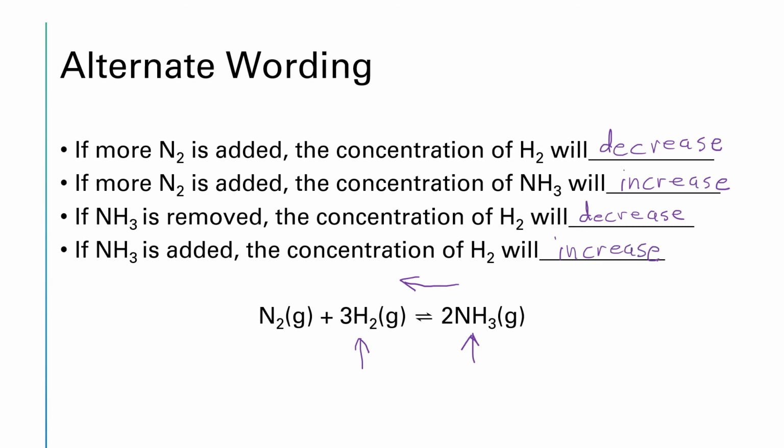So that's just an alternative way that Le Chatelier's principle questions get asked. They'll focus on just a single chemical and say, hey, if you do this to mess up our equilibrium, what happens to this one chemical?